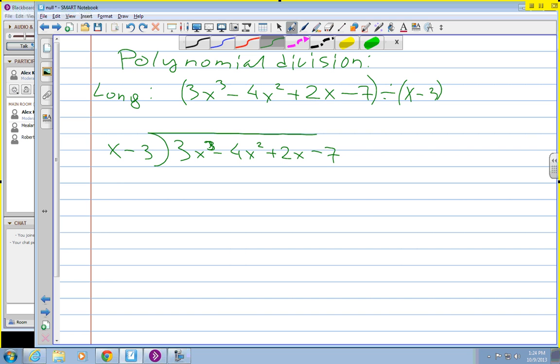the way we do long division with polynomials, we're going to look at the initial term of our dividend and the initial term of our divisor, and then just divide them. So what is 3x cubed divided by x? What do you think? 3x squared. So I'm going to put 3x squared right over here. I want to keep my exponents lined up.